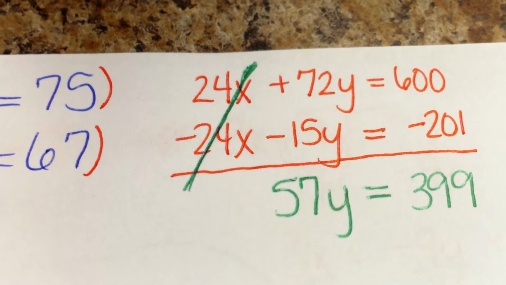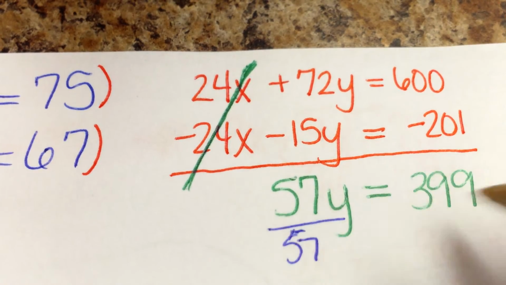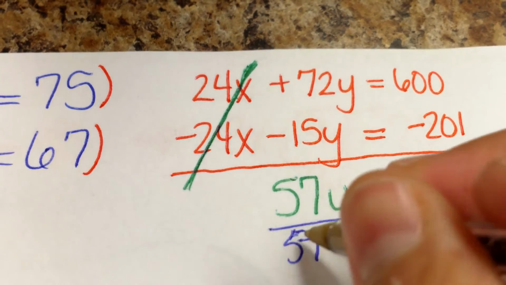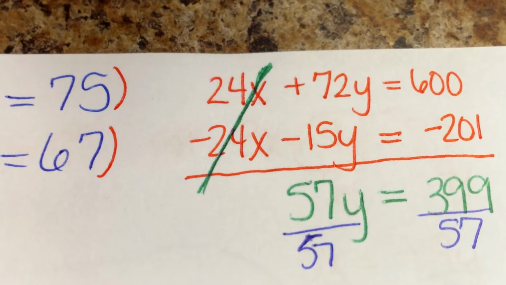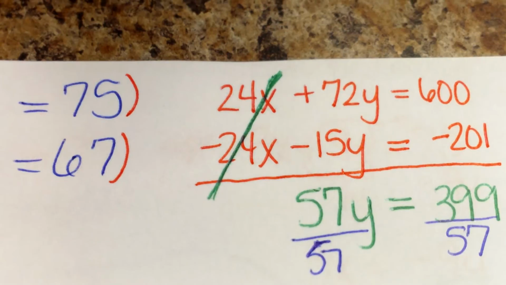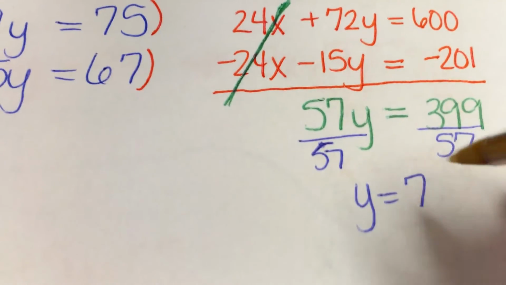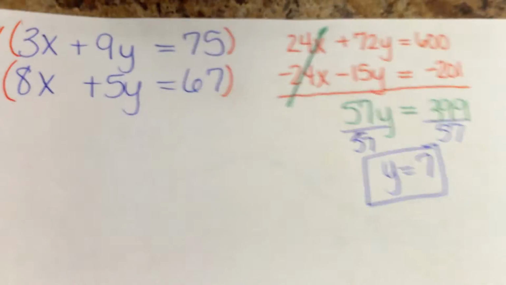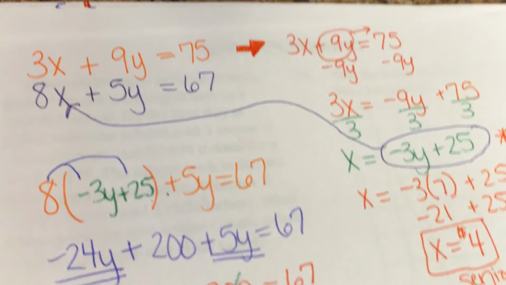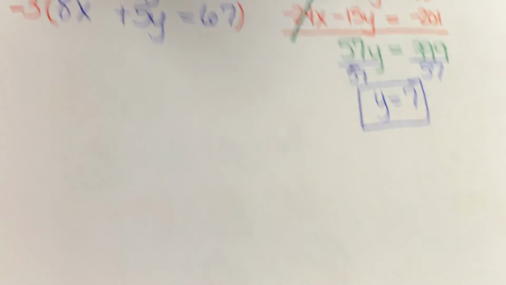Then we divide by 57. 399 divided by 57 is 7. Y equals 7, which is what we got when we did substitution. Y equals 7. There it is. In the previous video, we got y equals 7.